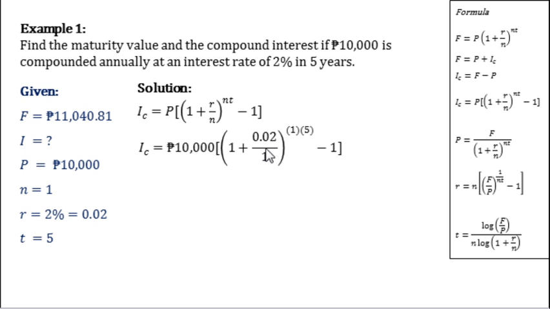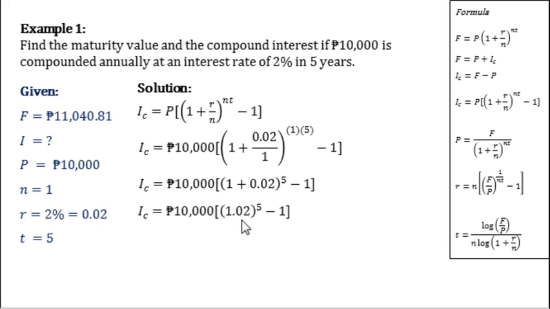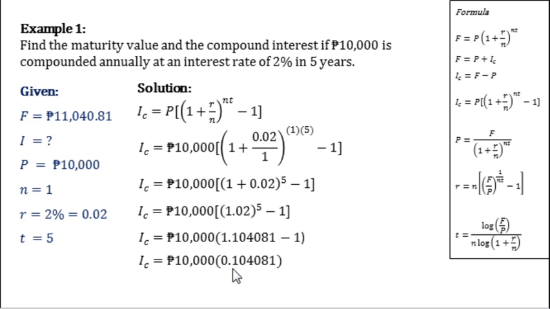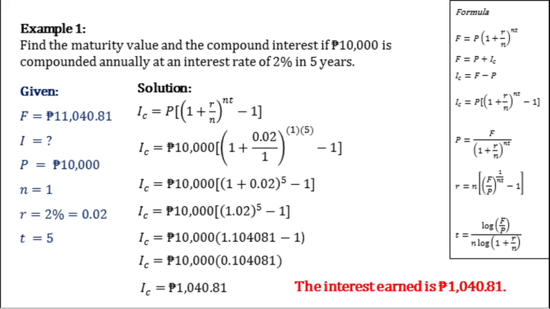So, yan ay 0.02 divided by 1. Then, itong exponent, 1 times 5 is 5. Then, 1 plus 0.02 is 1.02. Then, 1.02 raised to 5 is 1.104081 minus 1. So, yan ay 0.104081 multiply to 10,000. Ang interest earned is 1,040.81.